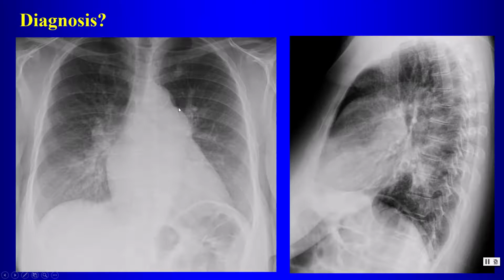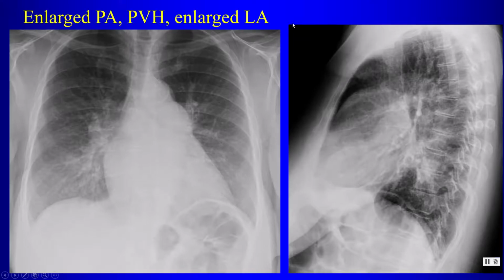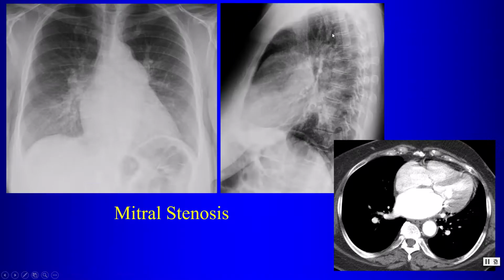Another case of an enlarged main and central pulmonary arteries. This time we notice a little bit of vascular redistribution here, and also the left atrium is somewhat enlarged. So in patients with enlarged left atria and pulmonary hypertension, we want to think about mitral stenosis. So these patients will have enlarged pulmonary arteries, evidence of pulmonary venous hypertension, and enlargement of the left atrium.